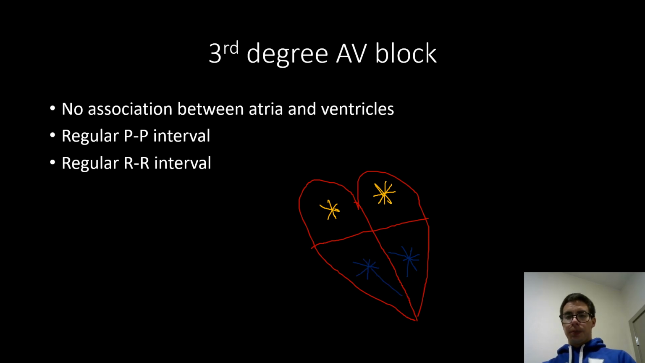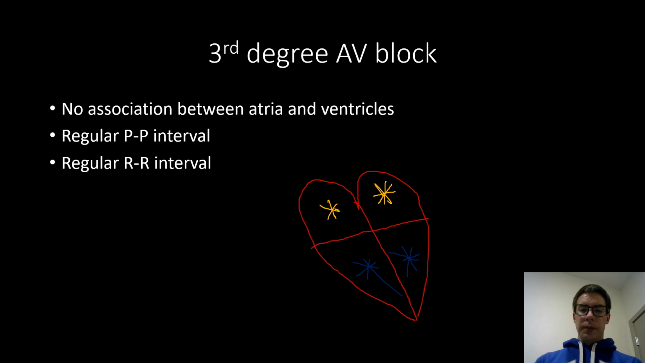So there will be a PP interval, so P wave to P wave, that will be consistent. And then there will be a QRS interval, which would be the RR interval, that too will be consistent, but they're not functioning as one, they're functioning separately. So that makes it a little tricky to identify, because it can look like a few different things just depending on where those waves land.